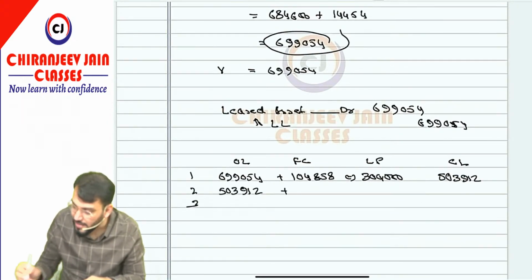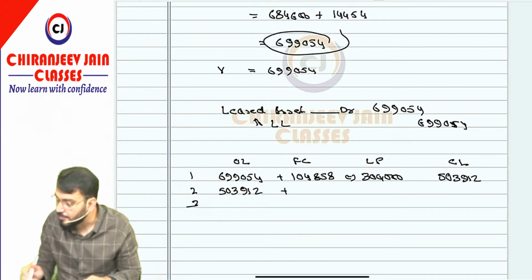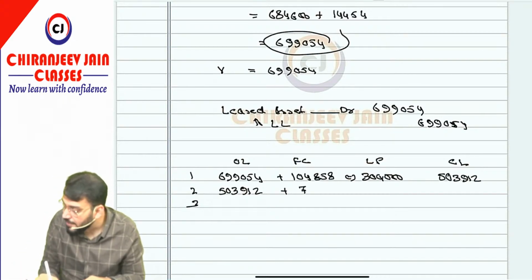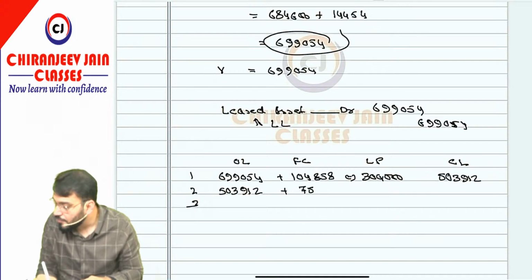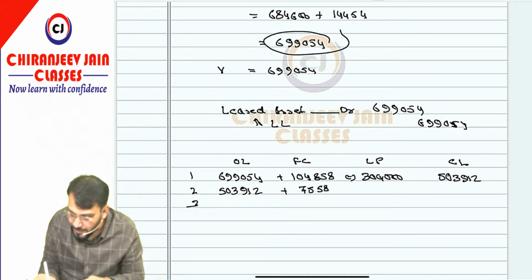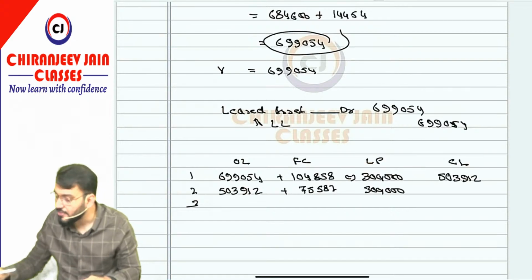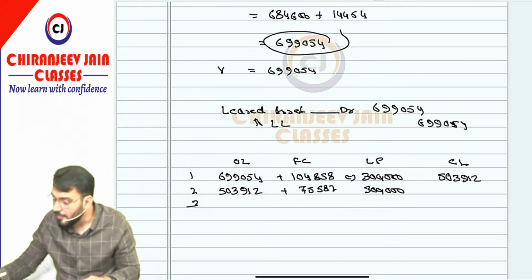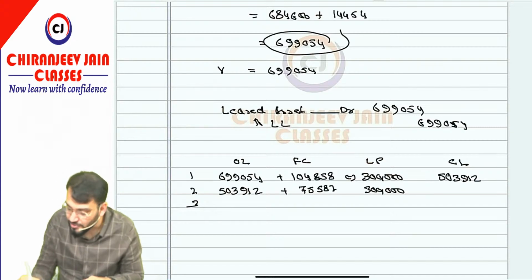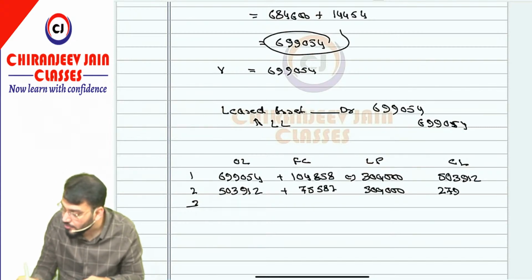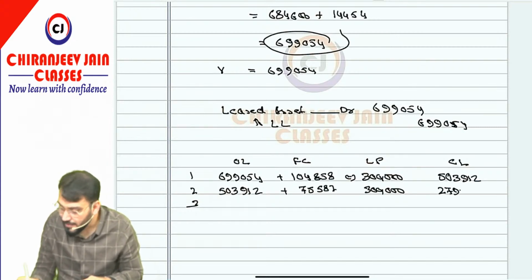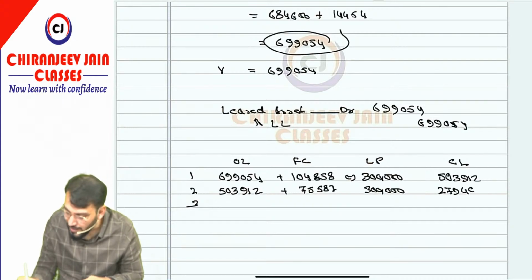Then for the second year, on 5,03,912 interest will be calculated at the rate of 15%. This will come to 75,587. For the second year, minus 3 lakh will be done. So plus interest minus 3 lakh is equal to how much? It is coming 2,79,499.